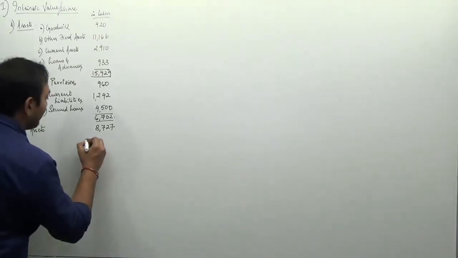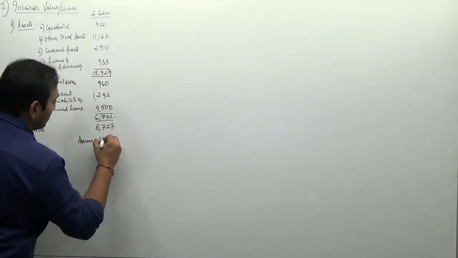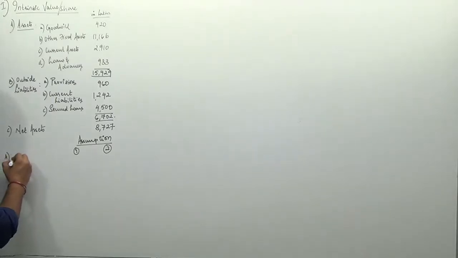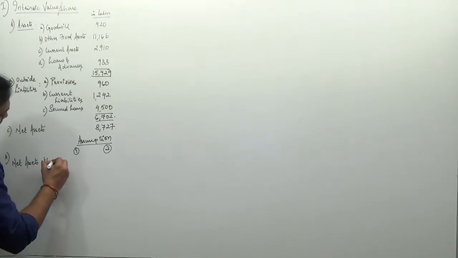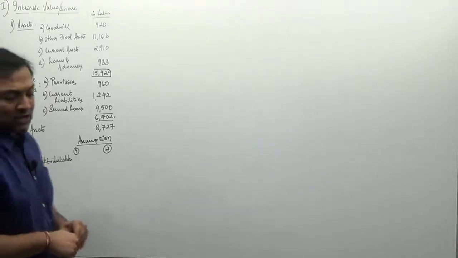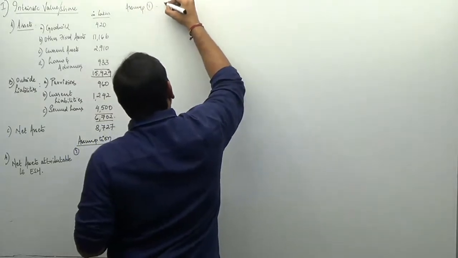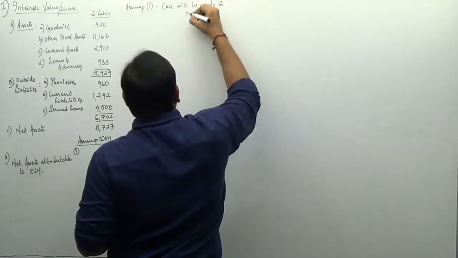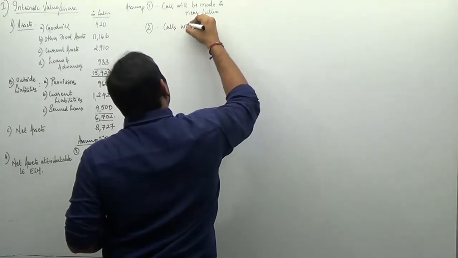Anyways, my calculations till here are the same. From here I'll start splitting. I'll maintain two columns, assumption number one and number two. First one, net assets attributable to equity shareholders. Assumption number one, I'm considering calls will be made in near future. And assumption number two, calls will not be made in near future.